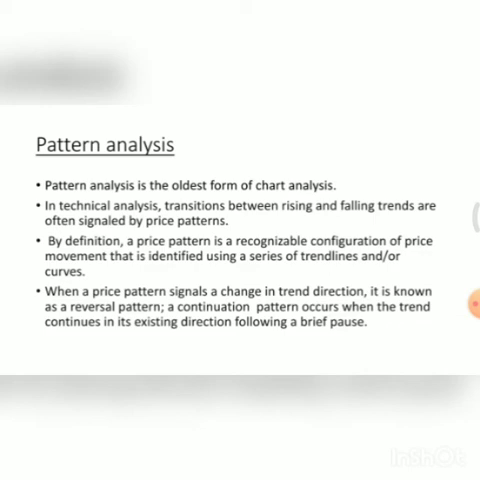When a price pattern signals a change in trend direction, so if the trend in the market is an increase in the value of the asset and the price pattern signals a change in this trend, it is known as a reversal pattern. A continuation pattern occurs when the trend continues in its existing direction. So if it continues in the trend that exists in the market, it is known as a continuation pattern.